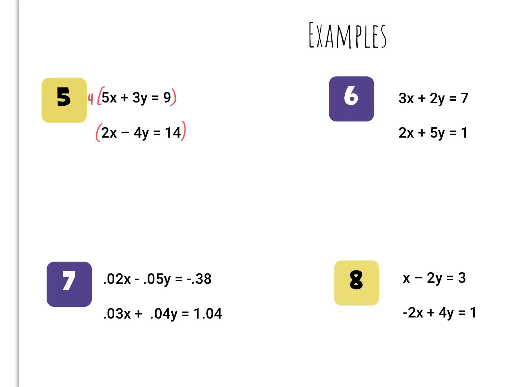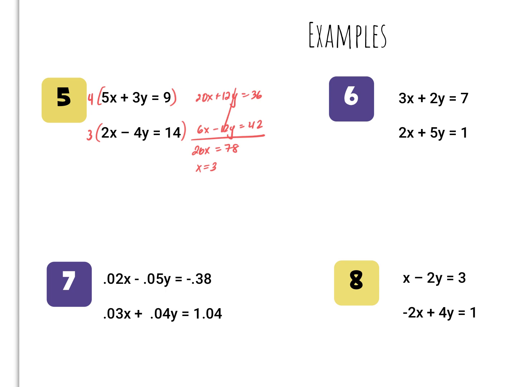So if I multiply the top by 4 and the bottom by 3, I'm going to get positive and negative 12y, which will cancel out. So that's how I'm going to go about it. I'm going to get 20x plus 12y equals 36, and I'm going to get 6x minus 12y equals 42. And I'm going to add my columns. I'm going to get 26x equals 78. And when I divide by 26, I'm going to get that x is 3.